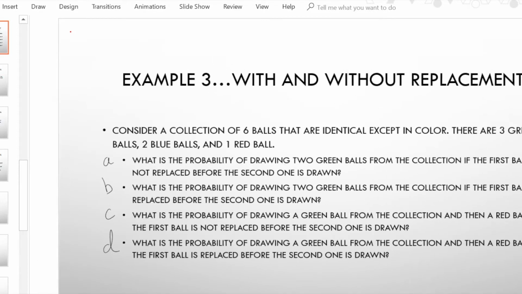Okay, so we're going to talk about with and without replacement. First one, consider a collection of 6 balls that are identical except in color. There are 3 green balls, 2 blue balls, and 1 red ball. So we have a bag of marbles. What is the probability of drawing 2 green balls from the collection if the first ball is not replaced before the second ball is drawn?